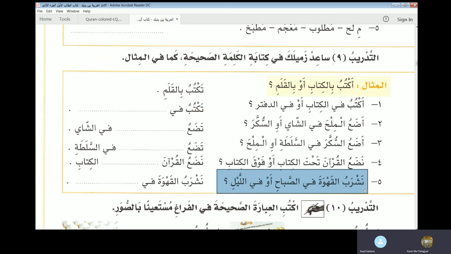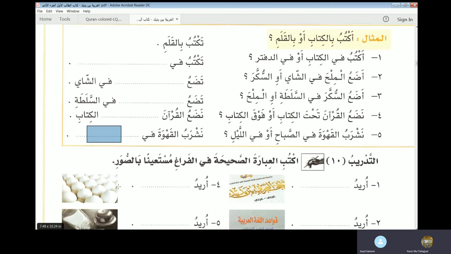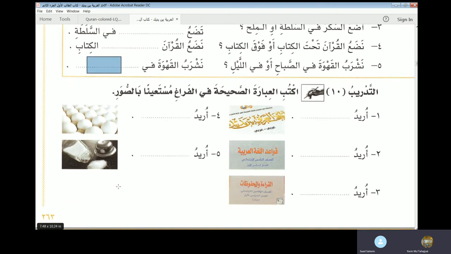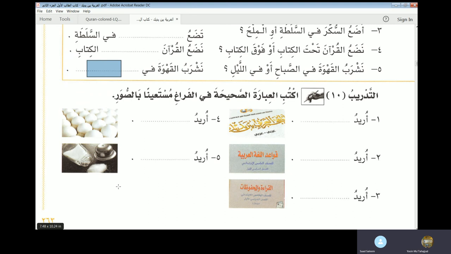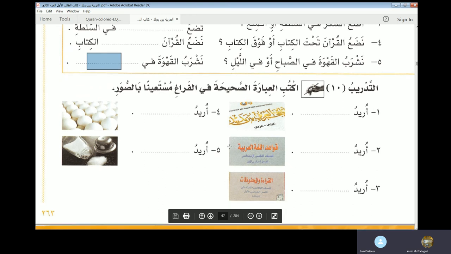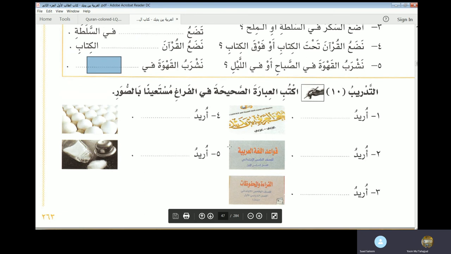Nashrabul kahwata fil sabahi. Okay, fil sabahi or fil layli. We drink coffee in the morning or in the night. Nashrabul kahwata fil sabah, fil sabah.